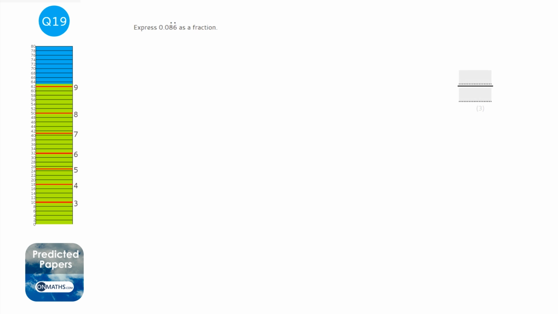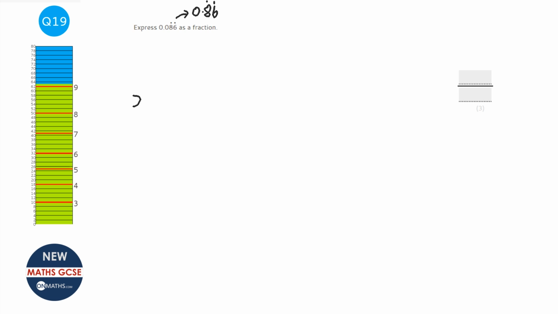This question could be a show that question, where it gives you the decimal and the fraction, or it could just ask you to work it out. So it could turn up on either paper. So the first thing I'm going to do is just convert this. I'm just going to be investigating this first, and then I'll worry about the 0.0 later on.